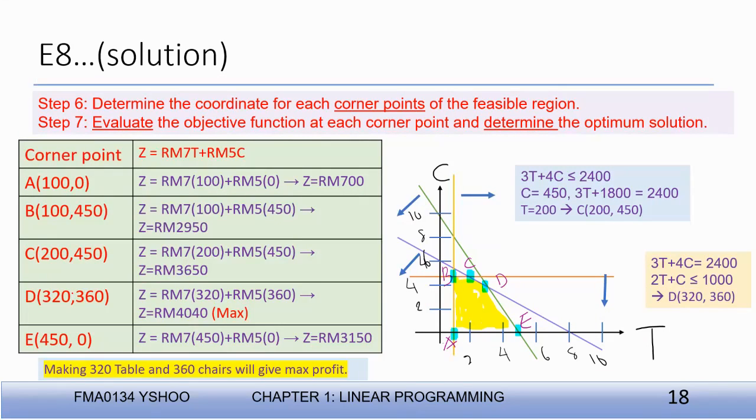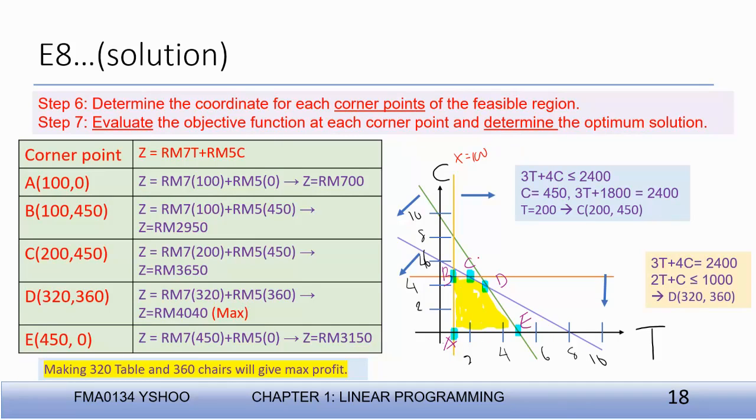Okay, now it's going to step 6, determine the coordinates for each corner point. Over here I already shaded the region in yellow. So I'm going to have A, B, C, D, E, 5 corner points. Okay, so A is easy. A here is 100, because this line is x equals 100. So this is 100, 0.